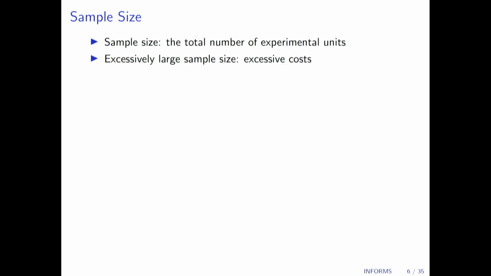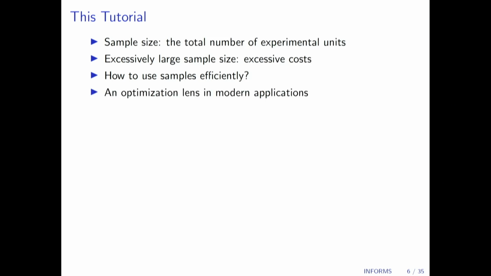And when running experiments, practitioners usually recognize that running an experiment with an excessively large sample size is going to be costly in many ways, logistically and operationally. So it is a core question in the experimental design literature of how we use the samples in an efficient manner, which is the purpose of this tutorial, where I'm going to adopt an optimization framework to examine such data efficiency questions.